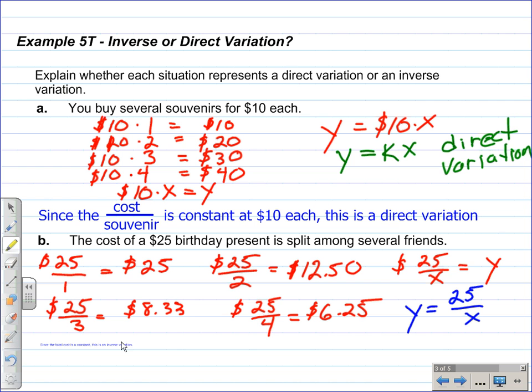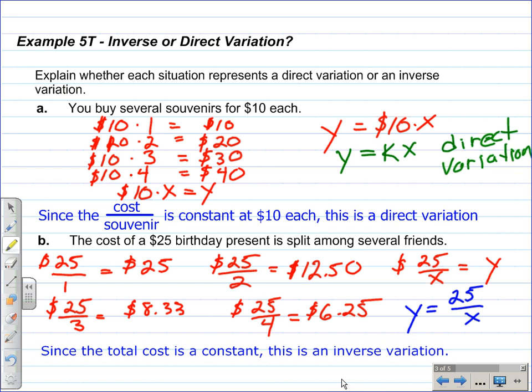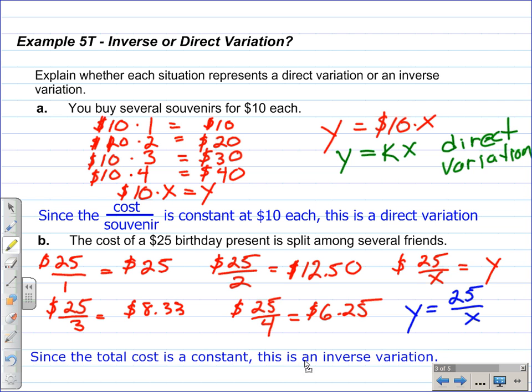A good written explanation for this problem is here. Since the total cost is constant, this is an inverse variation.